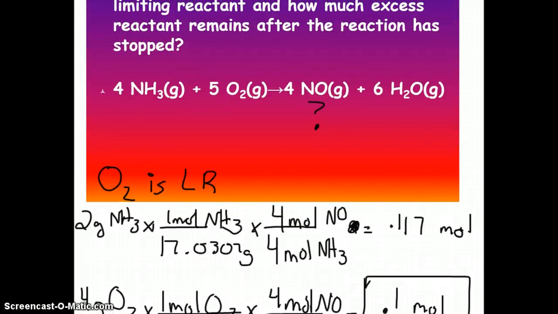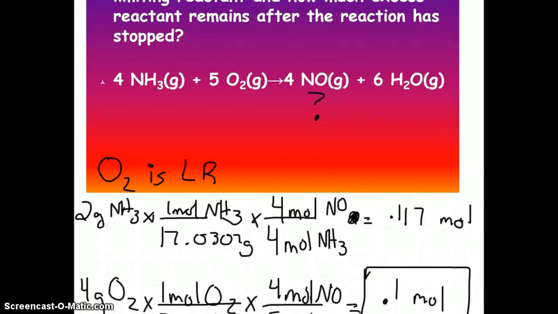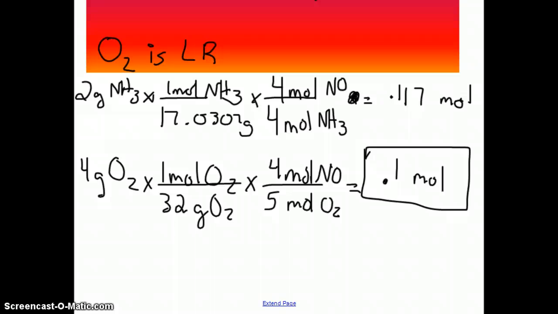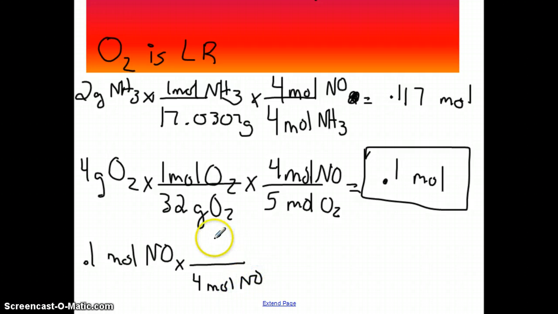Now it wanted us to tell it how much excess reactant remains after we run to completion. So we're going to take our total amount, which was 0.1, and this is NO, and we got to convert it back to the excess, which was NH3, and it's in grams. So we got to go all the way to grams with that one. We got 4 moles NO for every 4 moles of NH3.